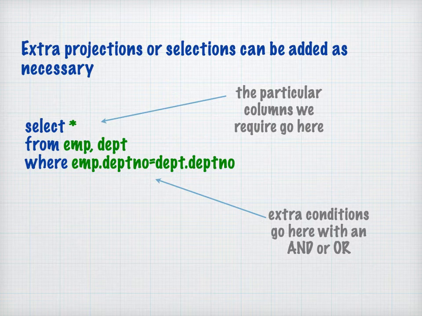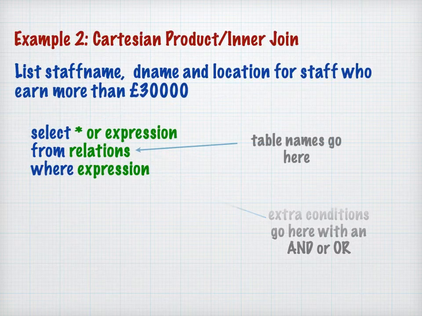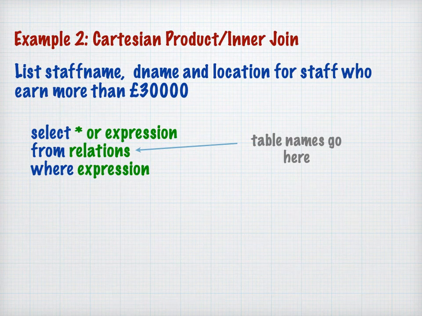So let's have a look at an example where we do that. So let's have a look at this one. It says, list the staff name, the department name and the location for staff who earn more than 30,000. So looks quite straightforward, but there's a lot going on in here. And in fact, this combines lots and lots of things that we've been working on before.